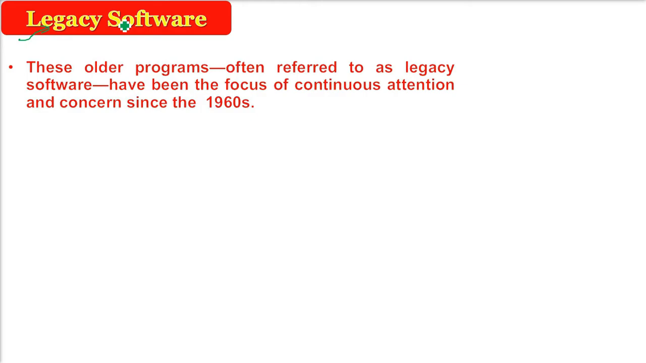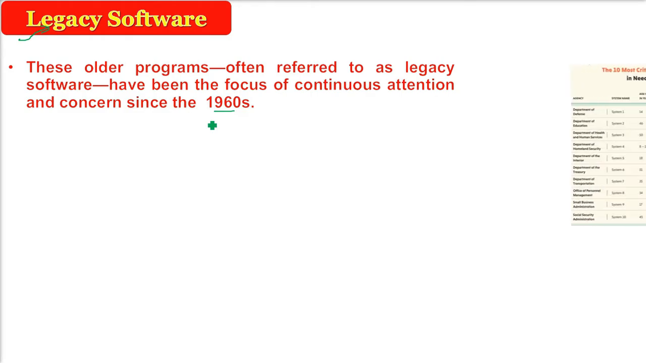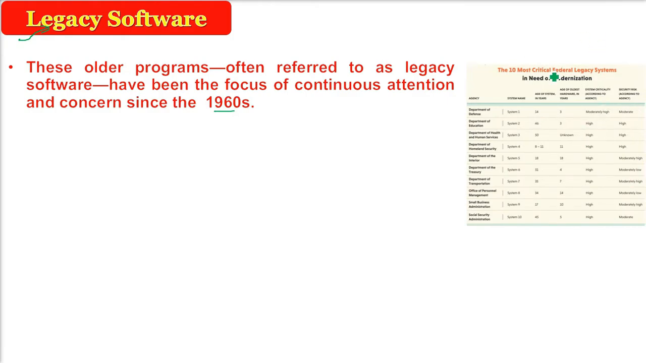Legacy software. Legacy means something which is given to you by your elders, or which has been with you for a long time. Because software has an age. There are older programs, so legacy programs are basically older programs. Let us give a date: we are talking about software built after the 1960s. They are continuously being used. We are quite concerned over them because we need them.